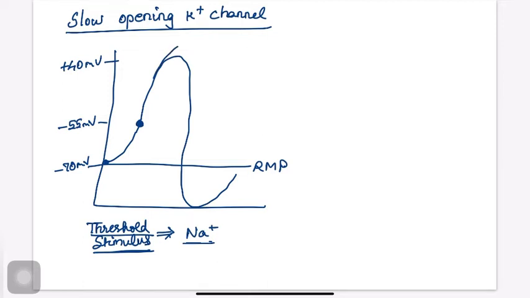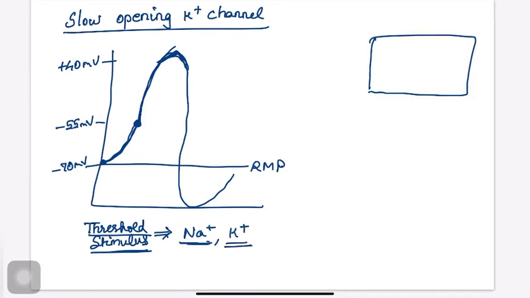Normally at the resting membrane potential, when the threshold stimulus is given, sodium channels will open and cause the membrane potential to reach threshold potential, and then more and more sodium channels get opened in a positive feedback cycle, and it causes the upstroke. But if the potassium channel is not slow opening, if as soon as the threshold stimulus is given the potassium channel also gets opened, so we'll come to our basic diagram.